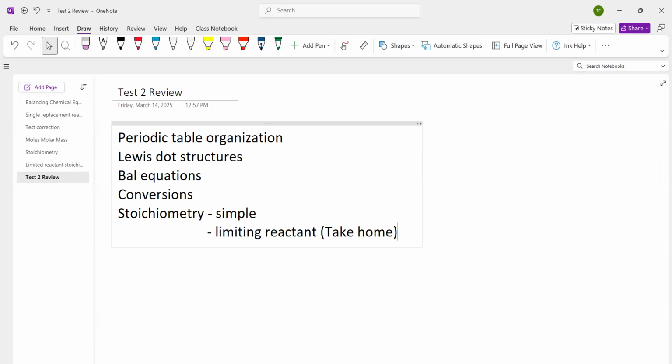Okay, it's going to be chapter 7 and 8. Chapter 7 is chemical reactions. We'll talk about balancing chemical reactions, and then chapter 8 is quantities and chemical reactions.